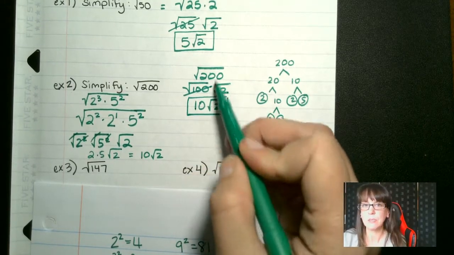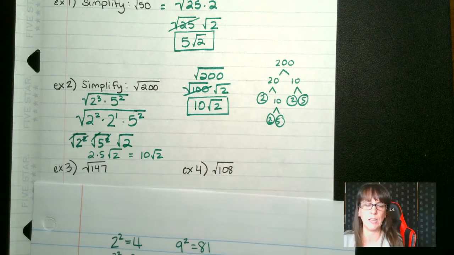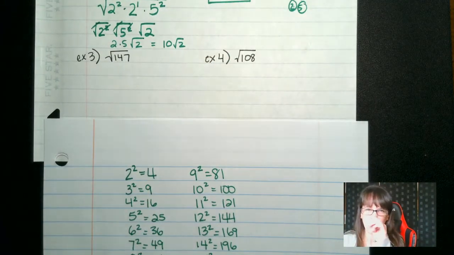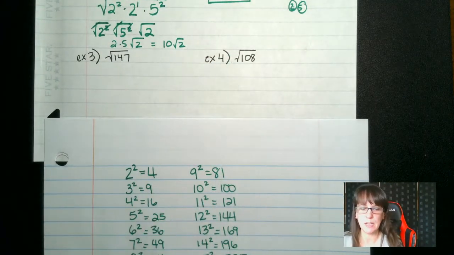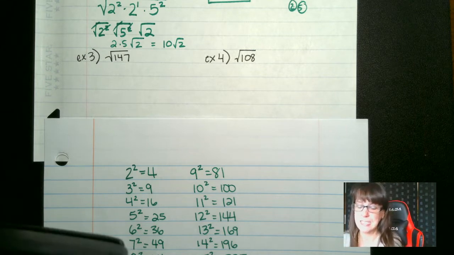I think this method is much faster than doing our factor tree here and breaking it all out like that, but that is totally up to you. So what about 147? What you can do is hit 147 divided by 4, divided by 9, divided by 16. I happen to know 147 is one of my favorites because this is a 7.